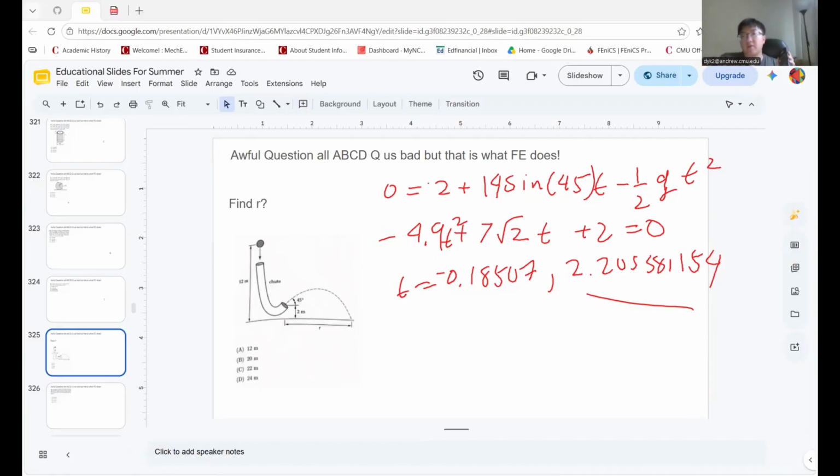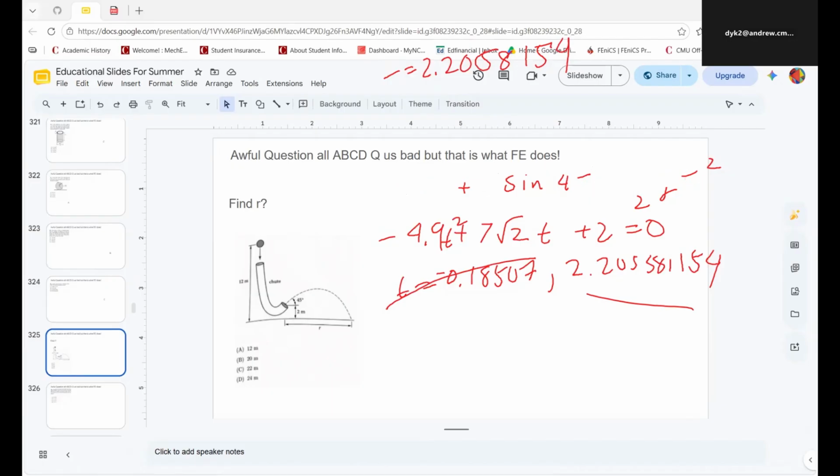That's super easy, super quick, and cheap, because you don't want to waste more time, I guess. You can waste any time you want. It's your choice. It's your life. So t is equal to 2.2058154.